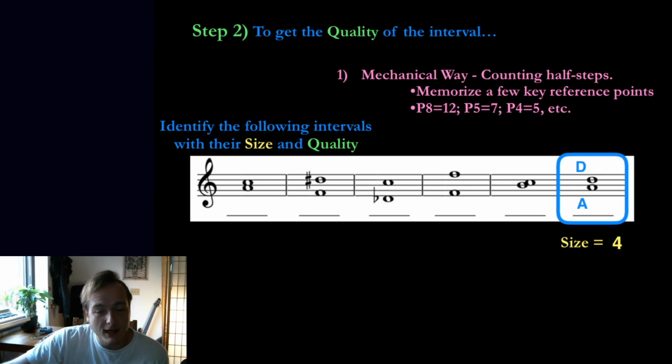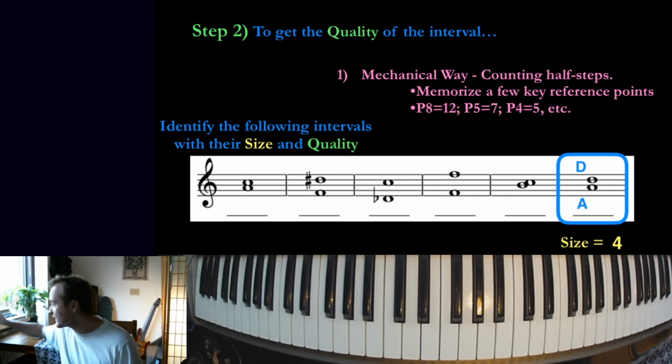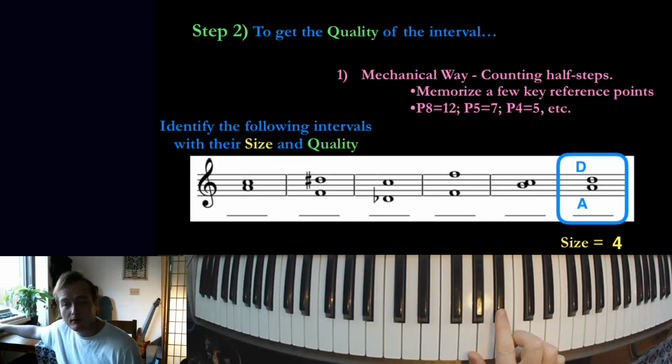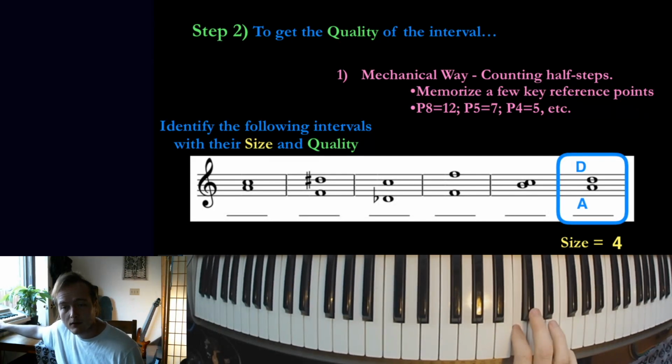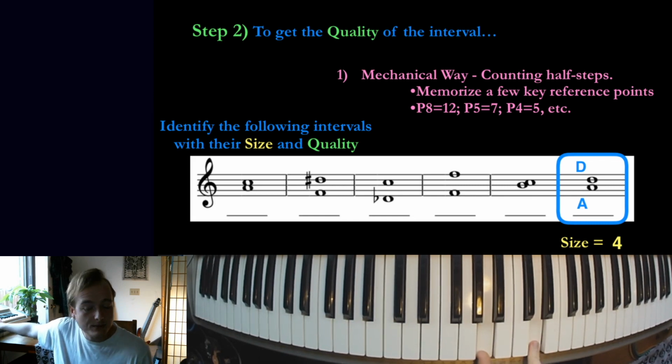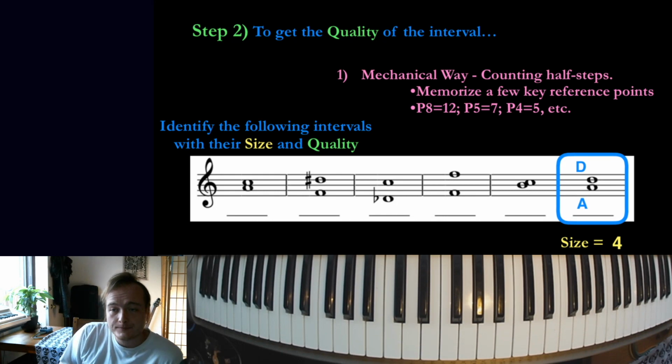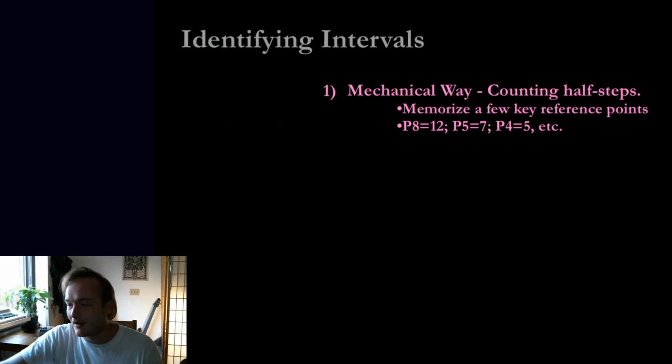Well, if we just look at the piano again, we can count out those half steps using the mechanical way. 1, 2, 3, 4, 5. So A to D is a perfect fourth, with 5 half steps in it. Perfect fourth. So that was the mechanical way of identifying intervals.